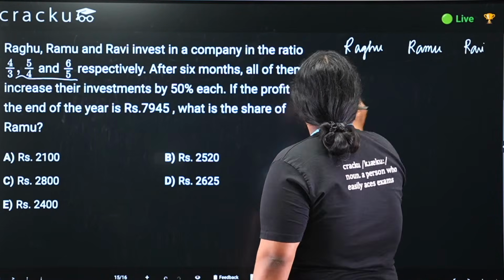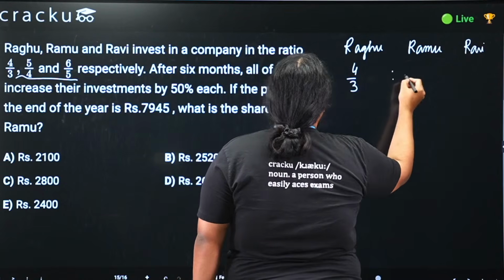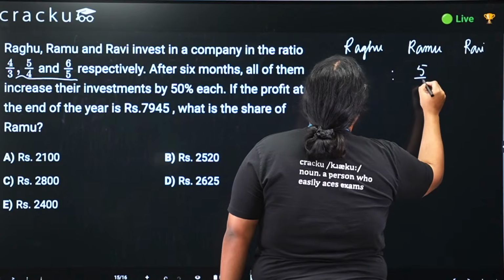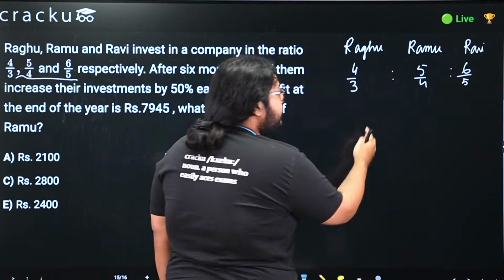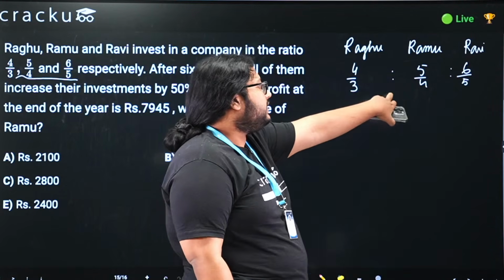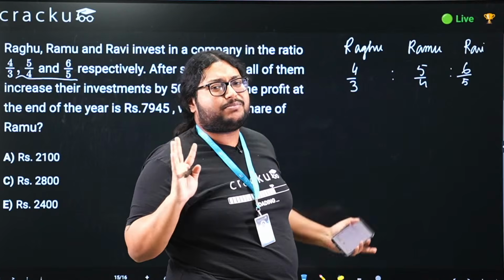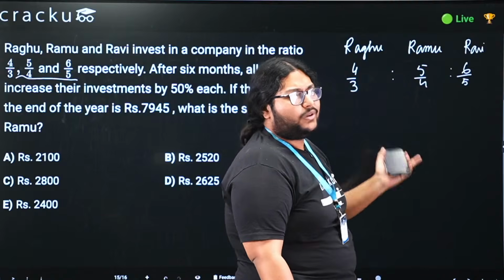The ratio is 4/3 is to 5/4 is to 6/5. This is basically the idea. These are not workable, they'll just create problems. So what we do is we multiply something so that we get whole numbers here.